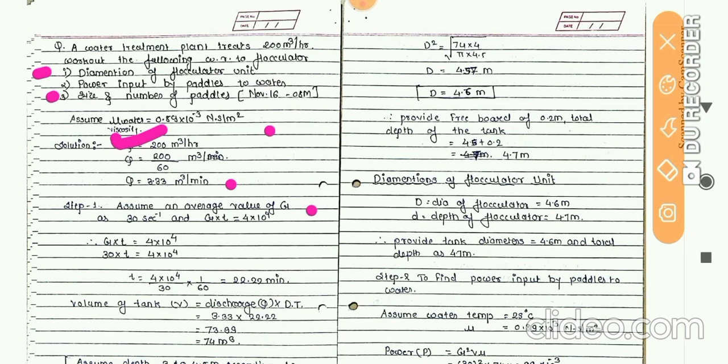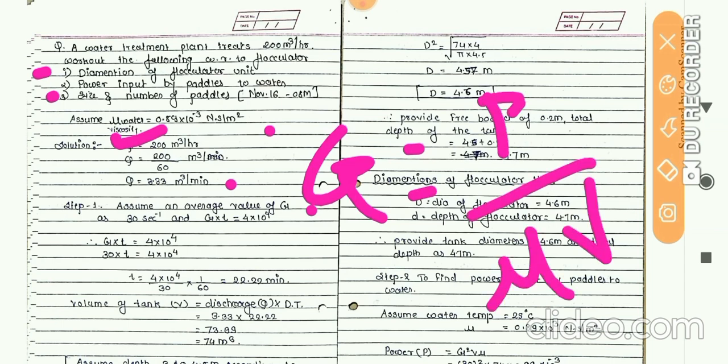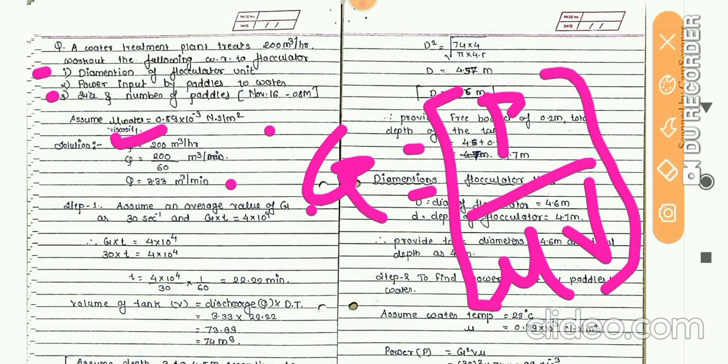Now this is G. So what is G? G is nothing but the velocity gradient. Velocity gradient means the power input in mixing the flocculator, and this is the frequency expressed in terms of temporal mean velocity. Velocity gradient, that is G, is given by G is equal to (P upon mu V) raised to power 1 by 2. So this is nothing but the velocity gradient per second.